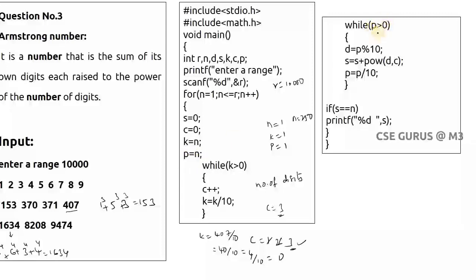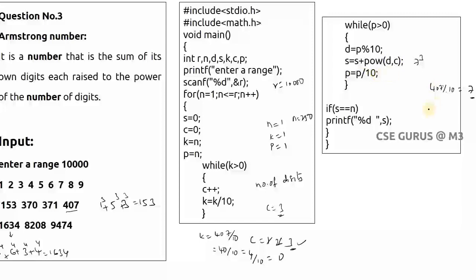So p is greater than 0. Yes. So p % 10. What is p % 10? Let us suppose I take 407. 407 % 10 is the remainder I require. 407 % 10 means the remainder is 7. So here sum equals s plus the power function. What is the meaning of this? It is indirectly d power c. Power of d comma c, where d value is 7 and c value we received is 3. So power of 7 comma 3 means 7 power 3. So s plus 7 power 3 you will get here.